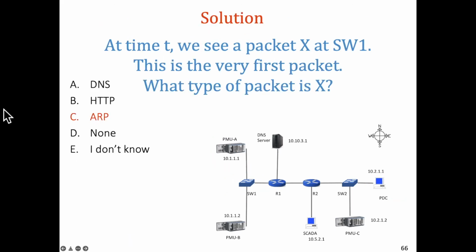So let's see the result. The majority says it's a DNS request. It's a good guess, but it's not correct. So let's see what the correct answer is. The correct answer is the ARP request.